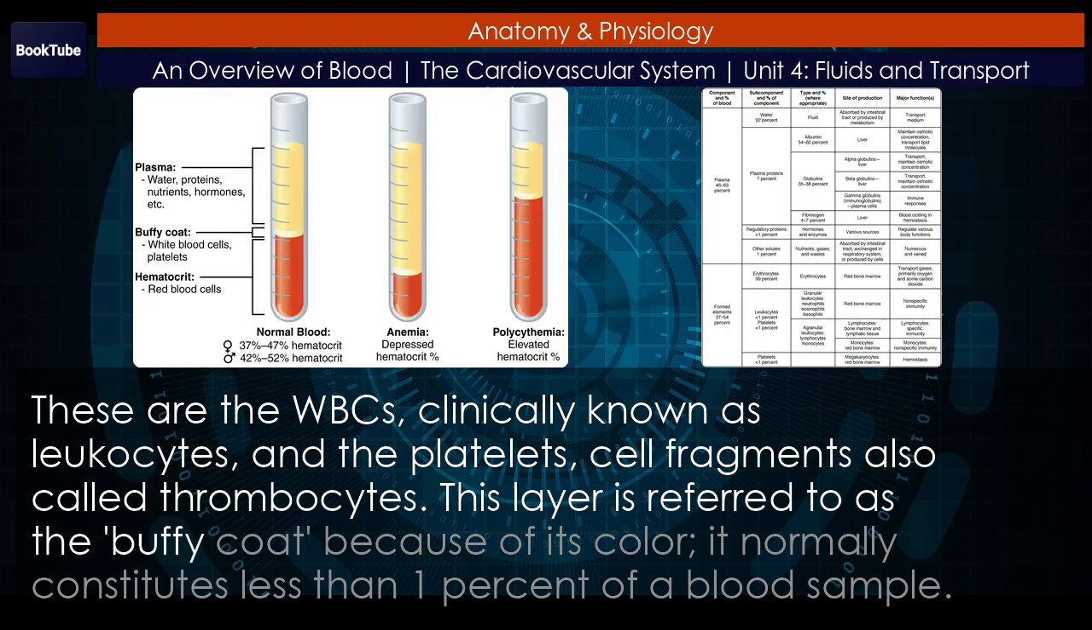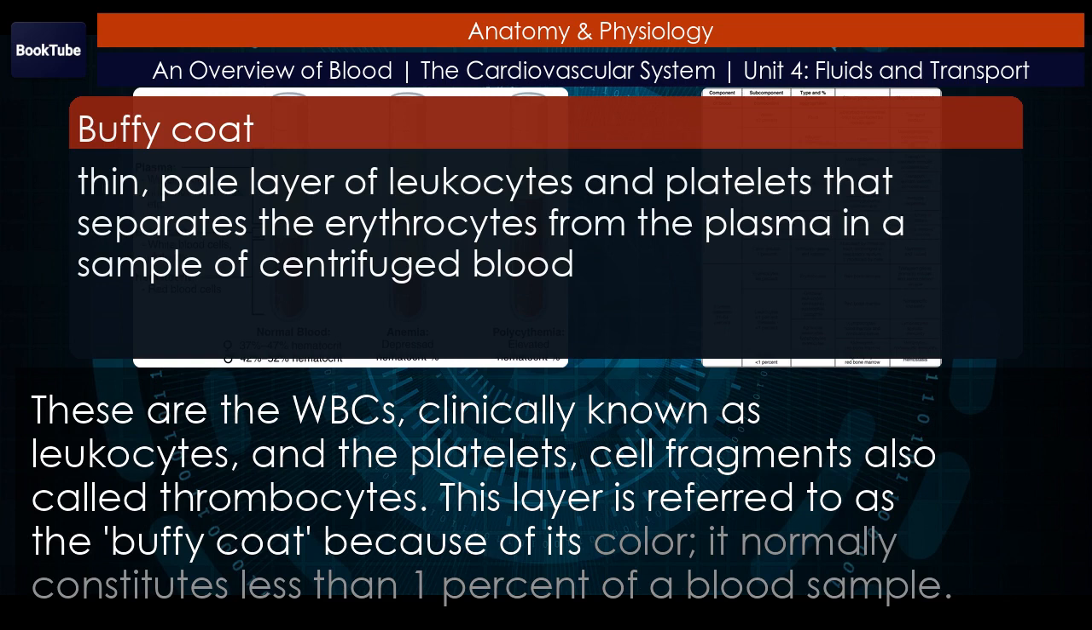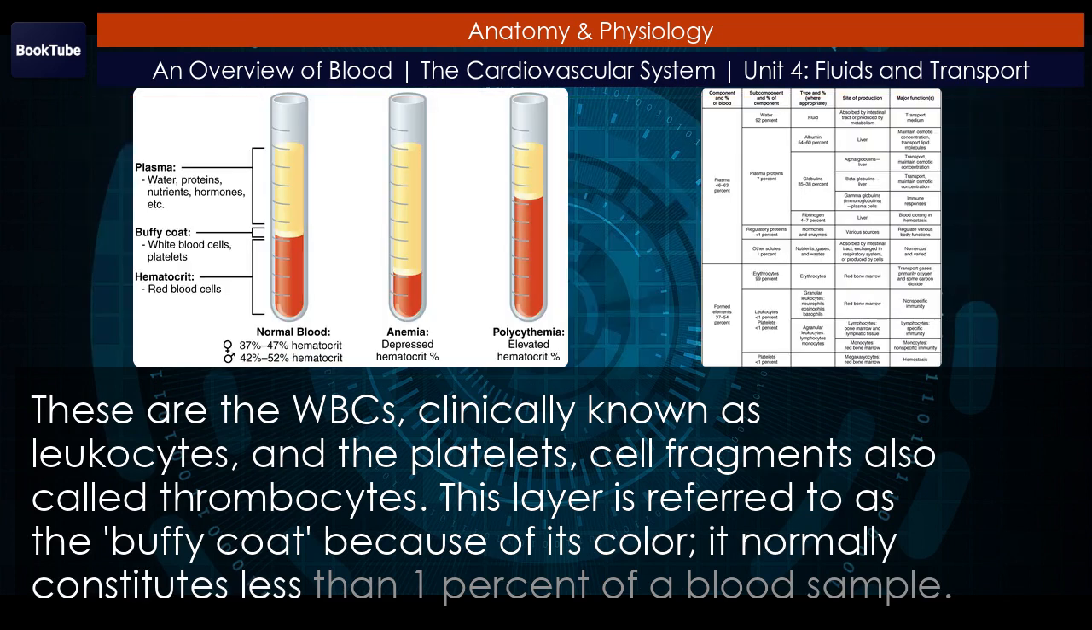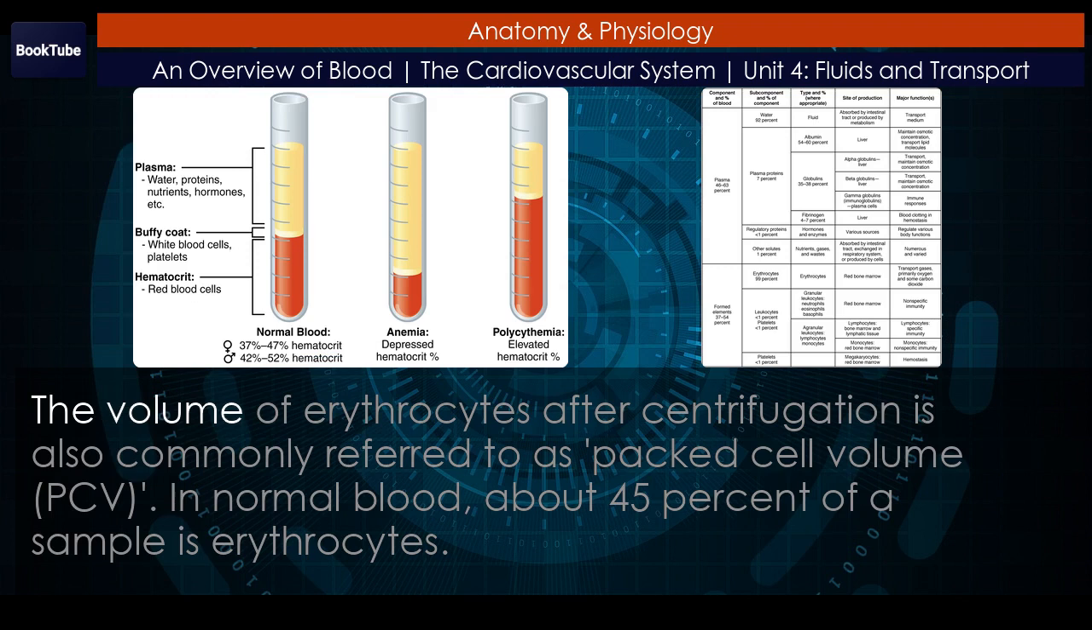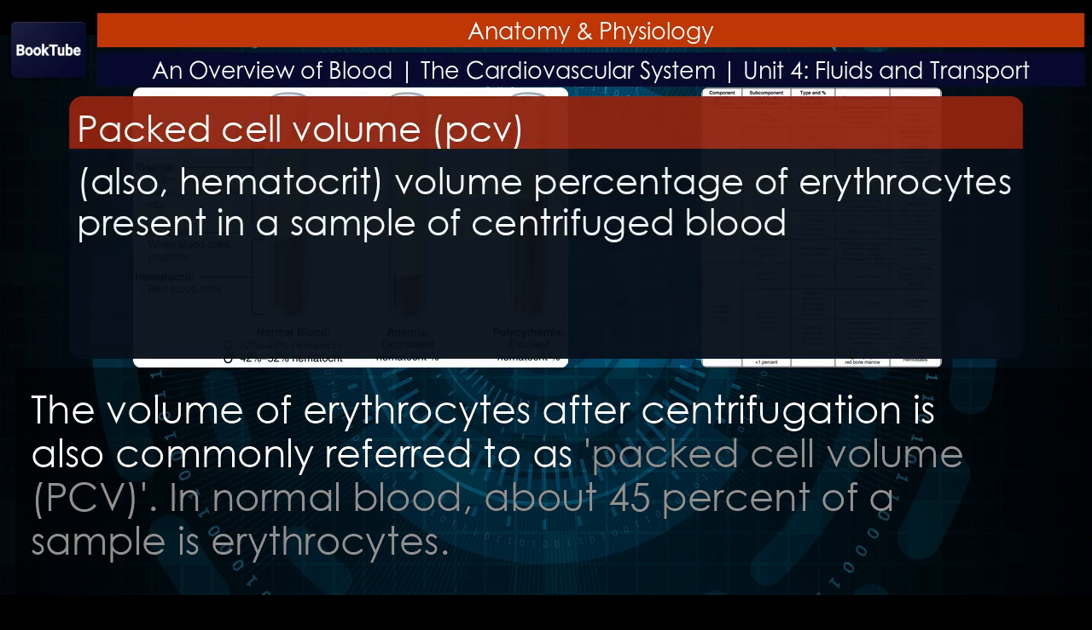This layer is referred to as the buffy coat because of its color. It normally constitutes less than 1% of a blood sample. Above the buffy coat is the blood plasma, normally a pale, straw-colored fluid, which constitutes the remainder of the sample. The volume of erythrocytes after centrifugation is also commonly referred to as packed cell volume.